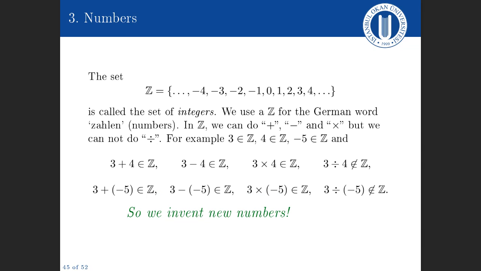The set Z of the natural numbers and 0 and the negative of the natural numbers is called the set of integers. In the integers, we can do addition, subtraction, and multiplication, but we can't do division. For example, 3 plus 4 is an integer, 3 minus 4 is an integer, 3 multiplied by 4 is an integer, but 3 divided by 4 is not an integer. So what do we do? How do we solve this problem? What did humans do in our history? We invent new numbers.